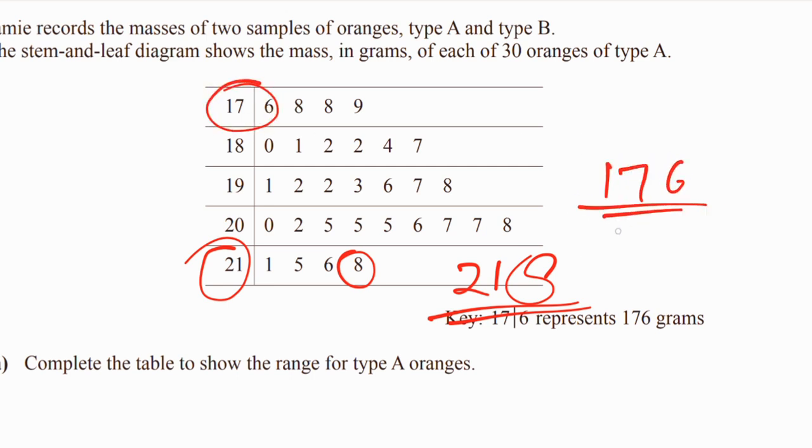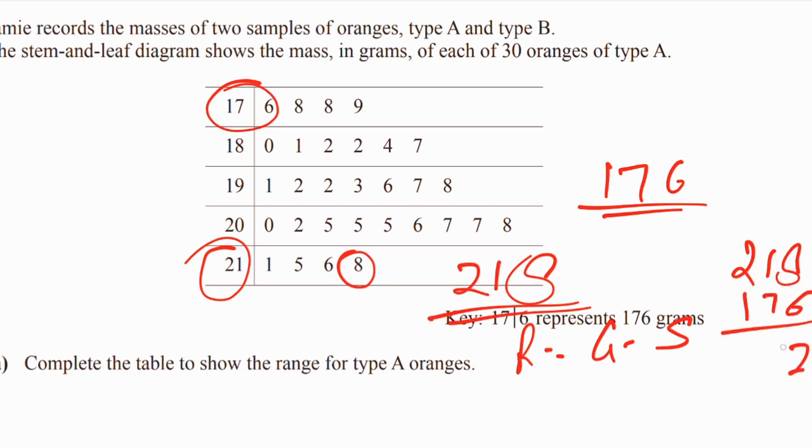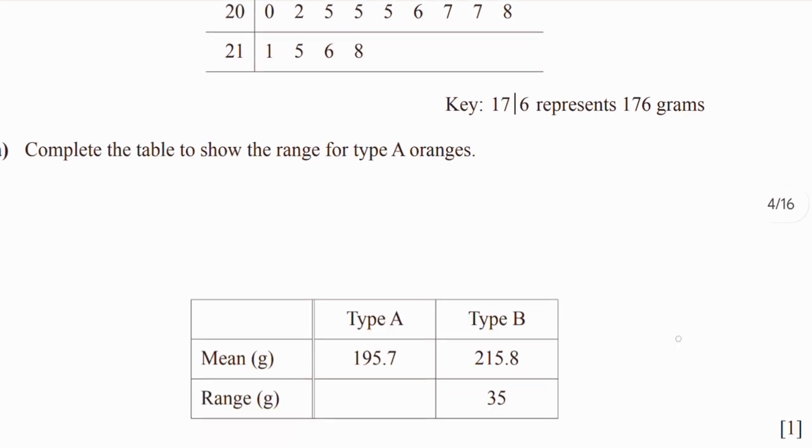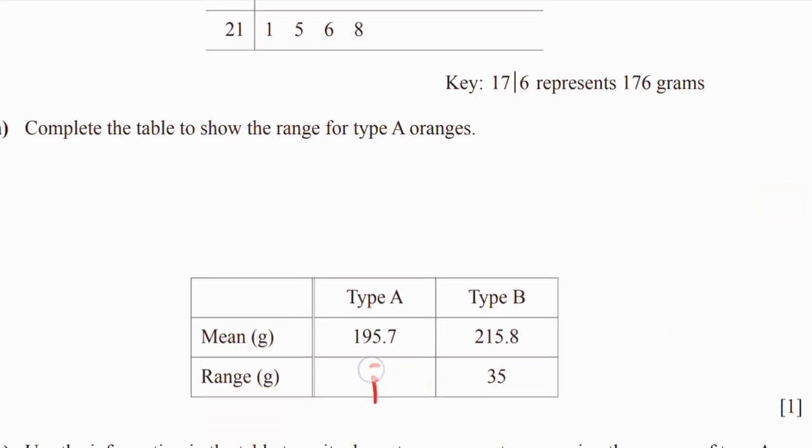So for the range, first of all we find the smallest number and the largest number and find the difference between the two numbers. So here we find the range. Range is what? Greatest number minus smallest number, G minus S. So 218 subtract 176. The result is 42. So 42 is our range for this one. Okay, next.